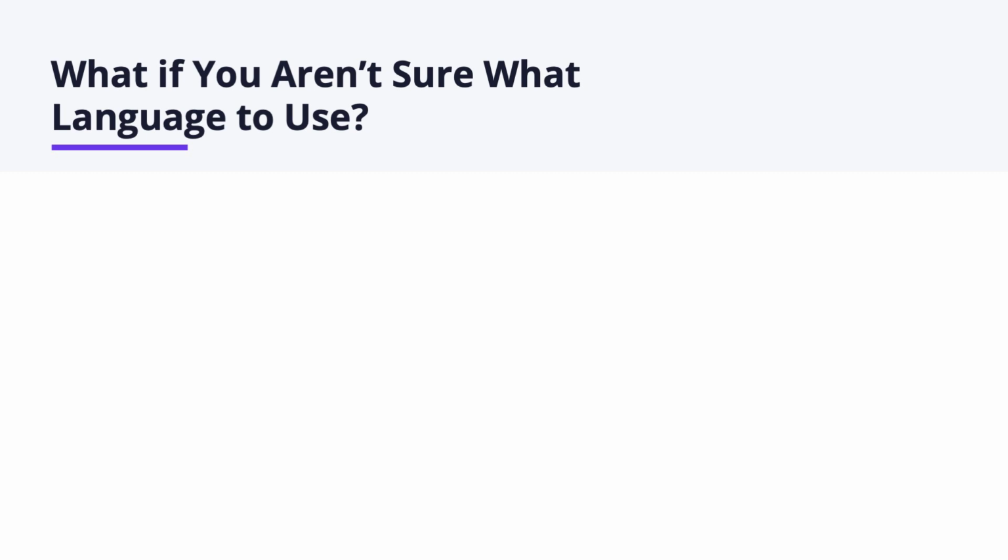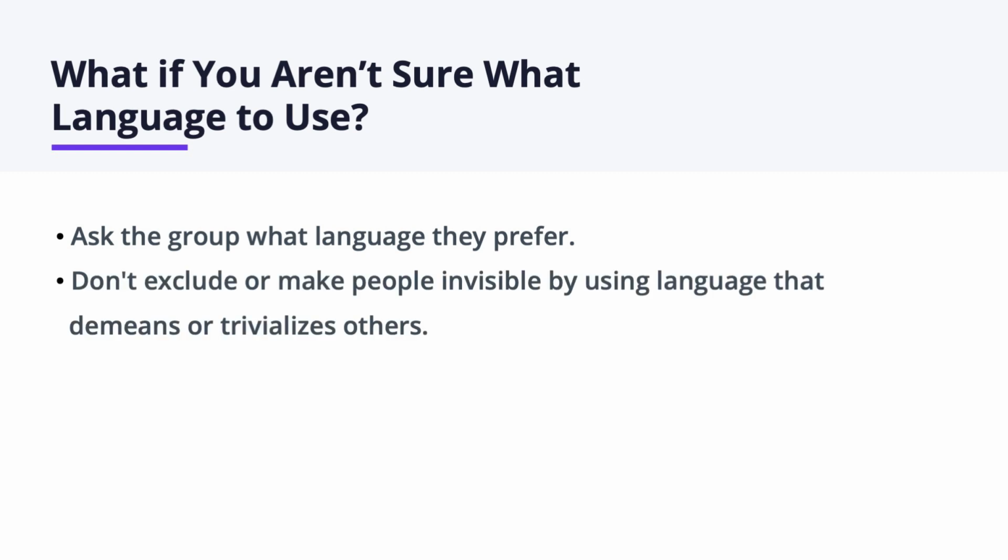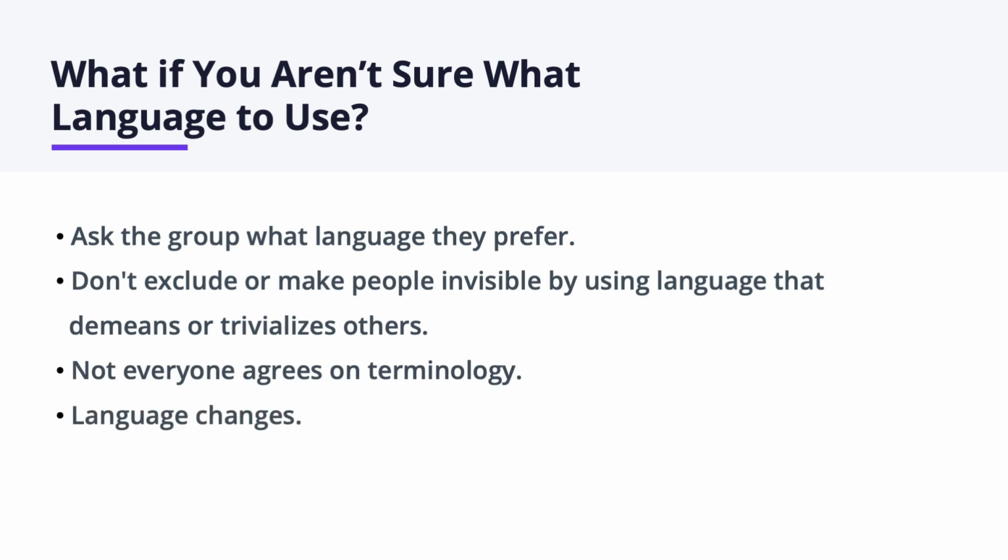Sometimes it's hard to know what kind of language to use. So again, ask people what they prefer. You don't want to exclude or make people invisible by using language that demeans or trivializes people. And so that's really at the heart of using inclusive and accessible language. And it's okay to recognize that not everybody agrees on terminology. Language is living, it's changing. And so again, asking your audience how they wish to be spoken to is the most powerful tool you can use.